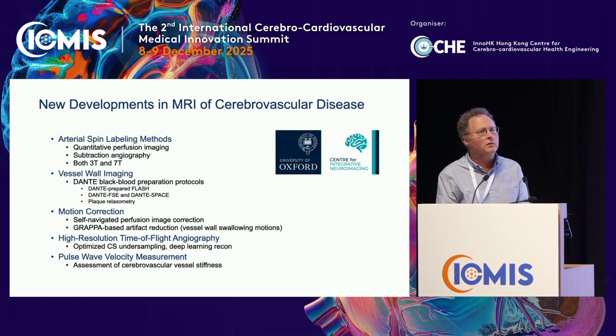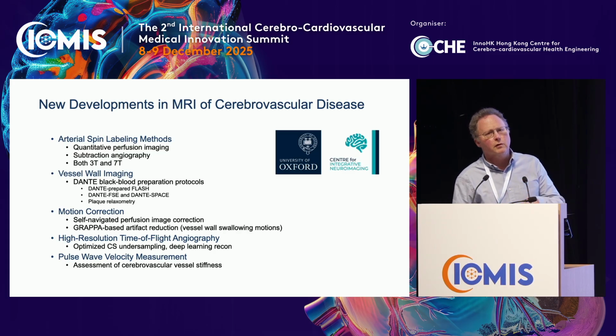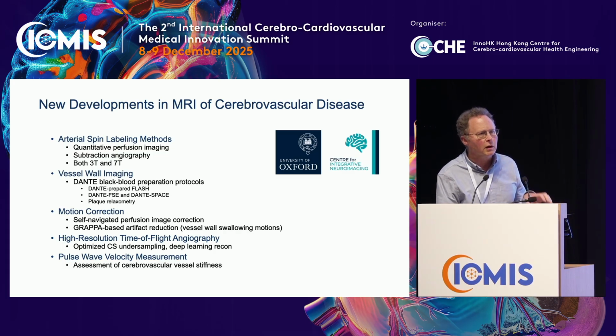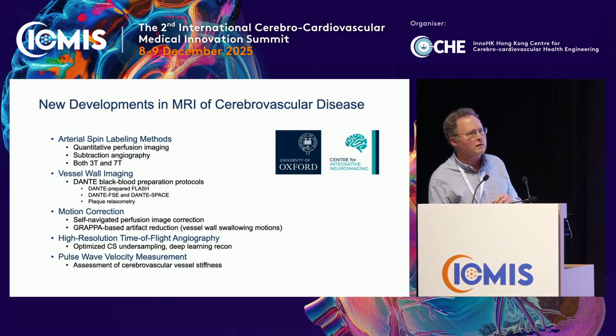So firstly, we're doing quite a lot of work on arterial spin labeling methods, including quantitative perfusion imaging, and also subtraction angiography. So using ASL as a method for looking at the blood vessels, as well as looking at the delivery of blood to tissue. And we're doing this both at 3T and 7T.